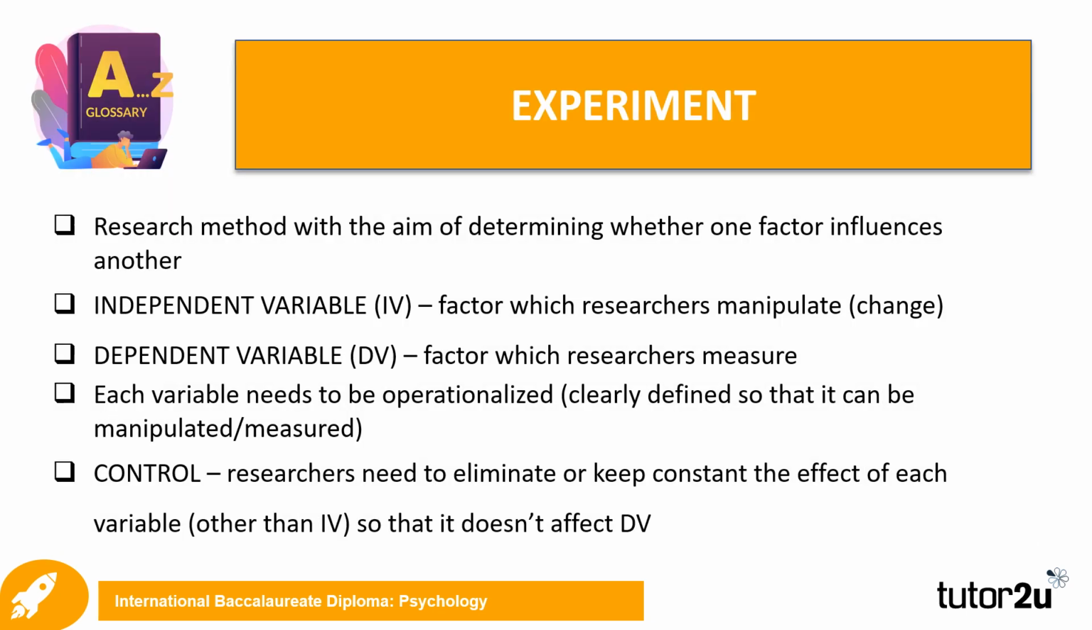You have just seen an example of a psychological experiment. Experiments are conducted to determine whether one factor influences another. The factor which researchers manipulate or change is called independent variable, while the factor which they measure is called a dependent variable. In an experiment, each variable needs to be operationalized. This means it needs to be clearly defined so that it can be manipulated or measured.